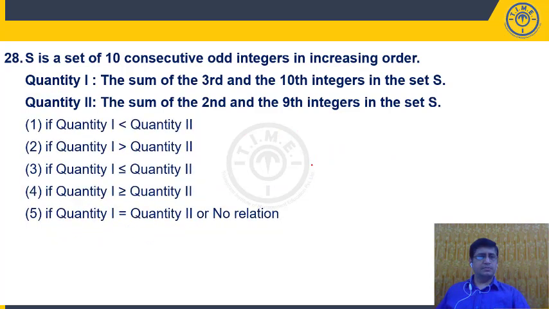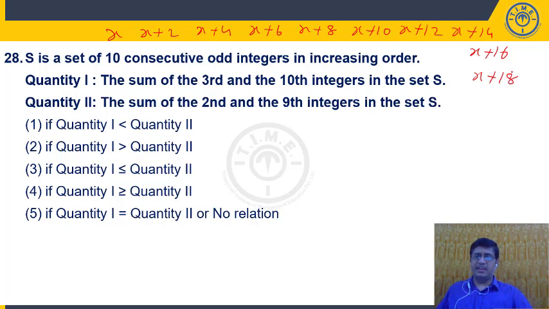Now look at question number 28. S is a set of 10 consecutive odd integers in increasing order. Odd integers means the common difference is 2. I am taking the first integer as x, the second one is 2 more, the next one is 2 more, and so on, meaning x plus 6, x plus 8, x plus 10, x plus 12, x plus 14, x plus 16, and x plus 18. These are the 10 odd integers. x is the first odd integer. Now what is the first condition here?